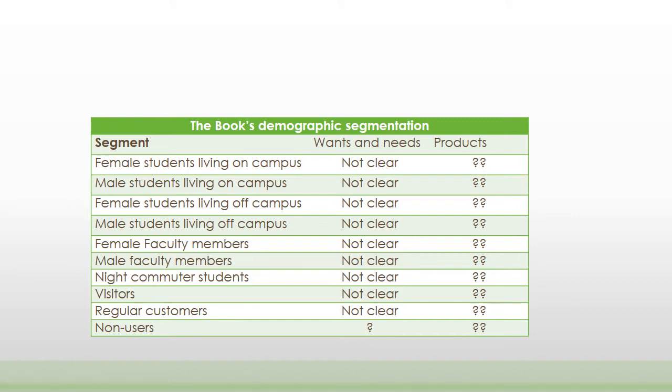And so the truth is that we don't know what female students all want because they don't all want the same thing, and therefore we can't produce a product specifically for a female student. That's the problem with demographic segmentation.